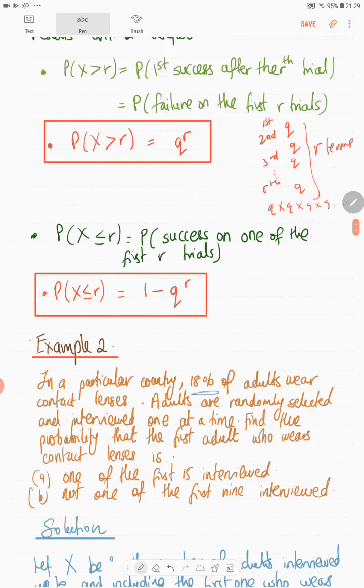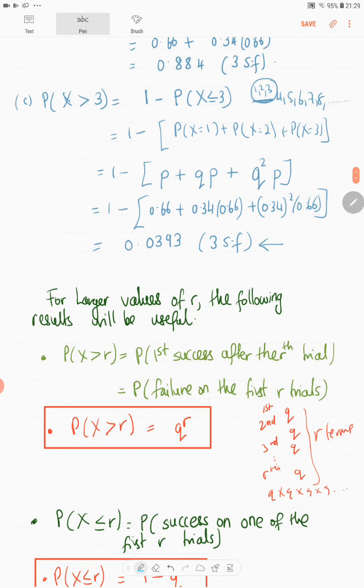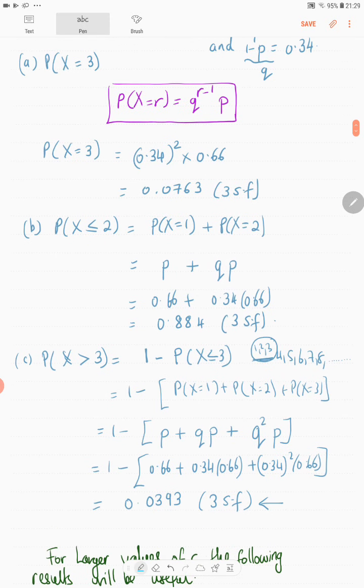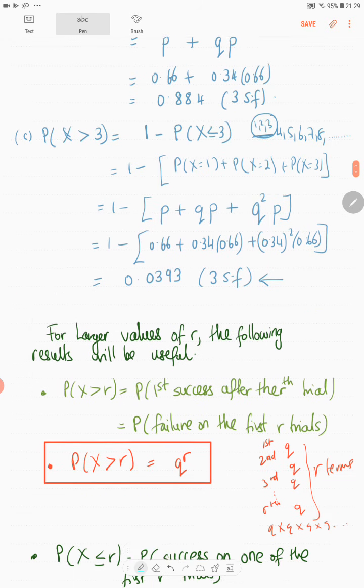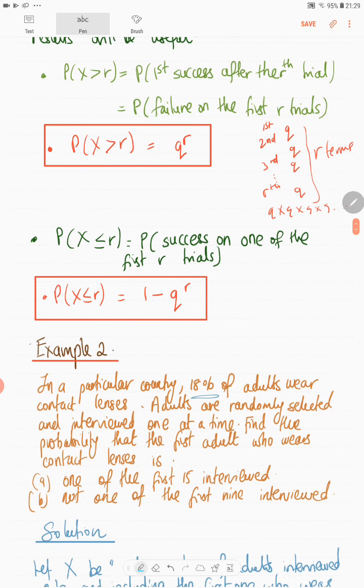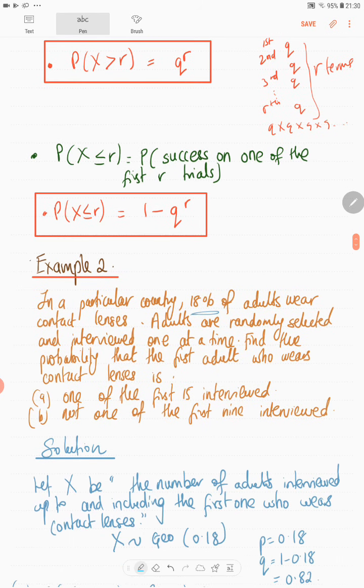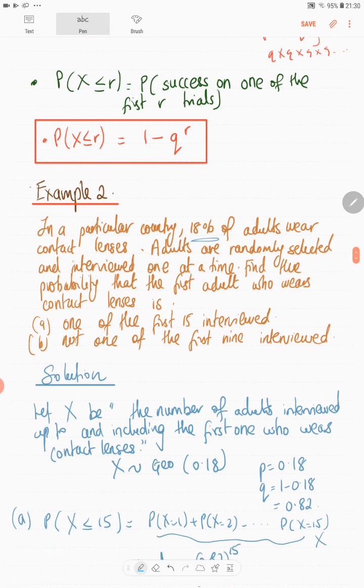So this lesson was on how to calculate probabilities. So we have two important results, which are probability X greater than r and probability X less or equal to r, which are very, very useful when we have large values for r.